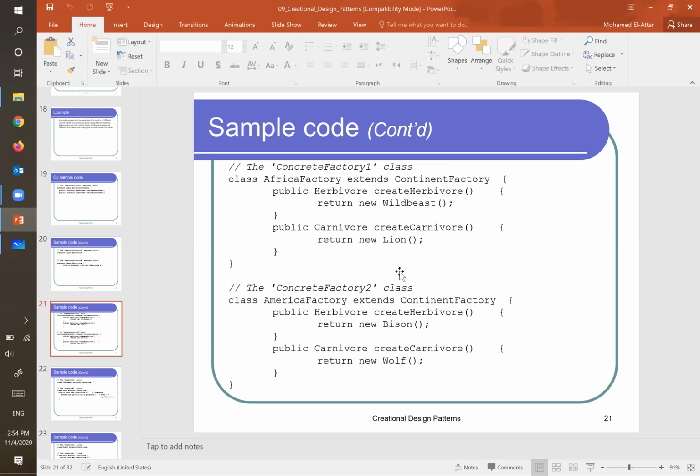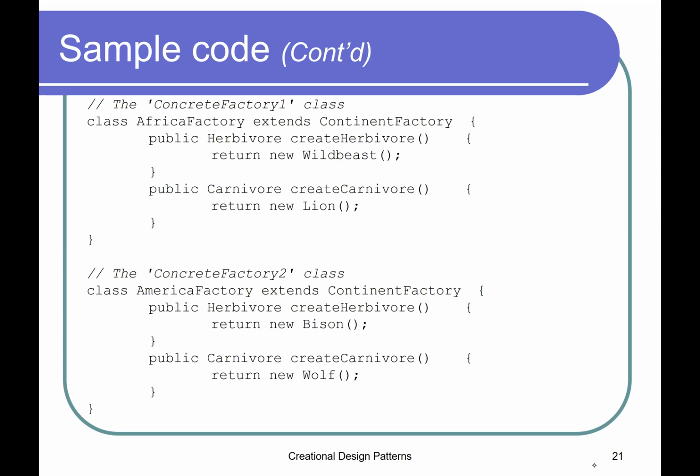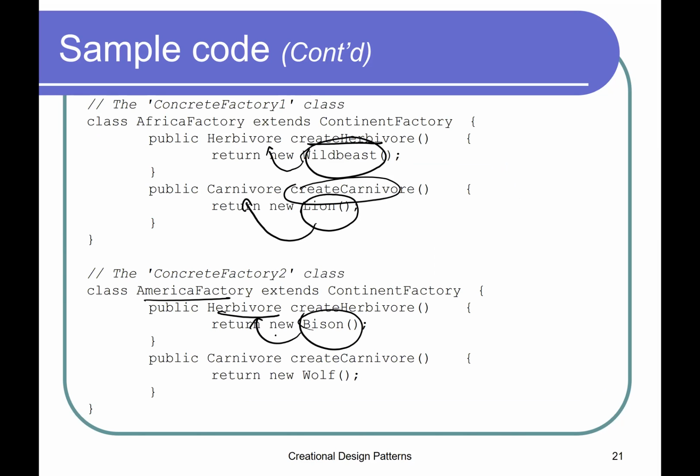Let's see. The Africa one, for create herbivore, is producing an object of type wild beast, and wild beast is of type herbivore. And for the carnivore, it's producing an object of type lion, and lion is a type of carnivore. As for the America factory, for its herbivore, it's producing an object of type bison, which exists in North America, and that's the herbivore. And for your carnivore, it's a wolf. All right. Now let's just step out here for a second.